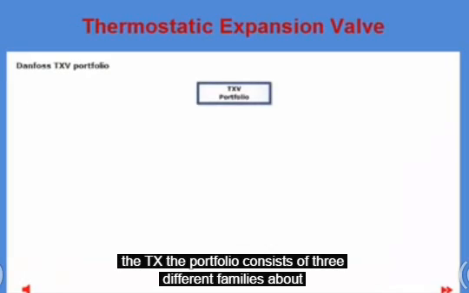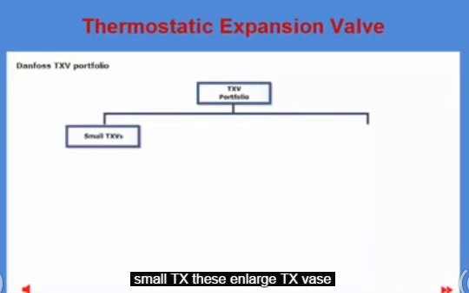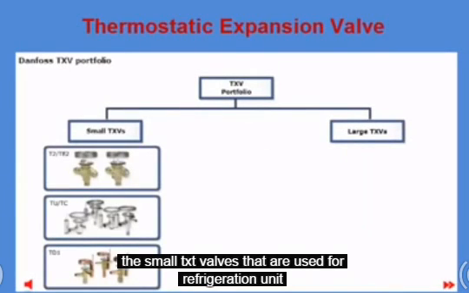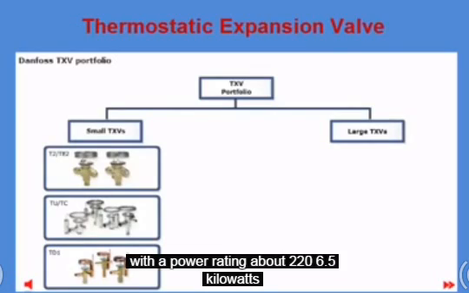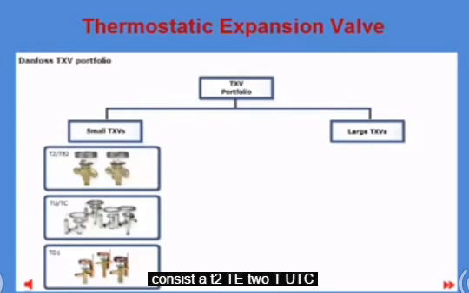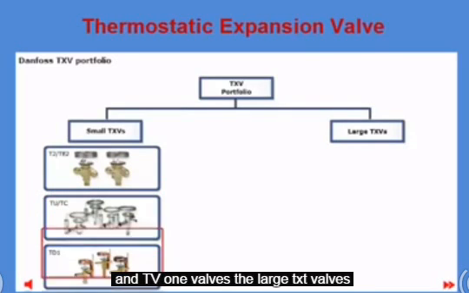The TXV portfolio consists of two different families of valves: small TXVs and large TXVs. The small TXV valves, used for refrigeration units with a power rating of up to 26.5 kilowatts, consist of T2, TE2, TU, TC, and TD1 valves.